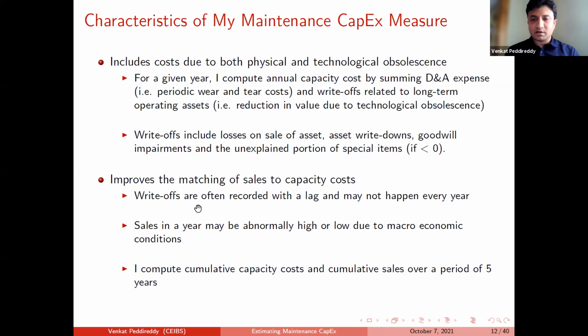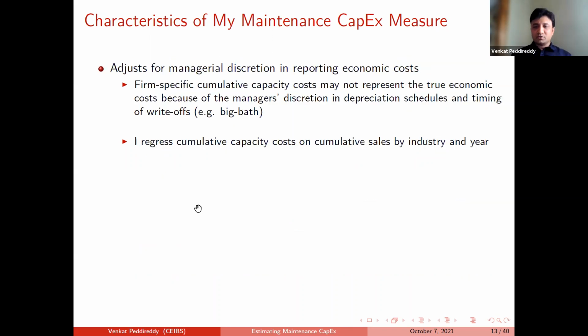So how do you solve this problem of write-offs being lumpy and not happening every year? You could accumulate the capacity cost, which is a sum of D&A and write-offs, over a period of 5 years, and accumulate sales also over 5 years. If you divide one by the other, it could give you a firm-specific capacity cost for $1 of sale. Now, because of the individual discretion exercised by managers in recognizing these costs, a firm-specific measure like that wouldn't really help us.